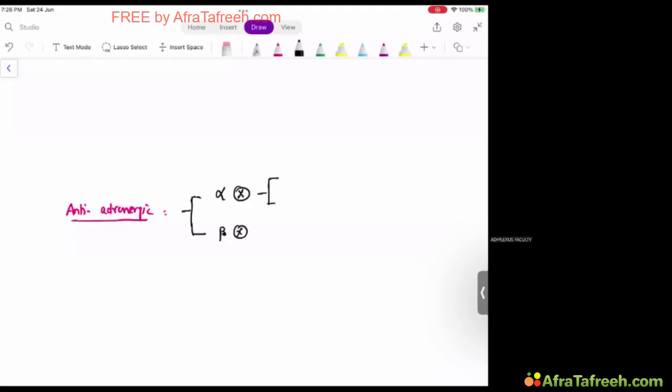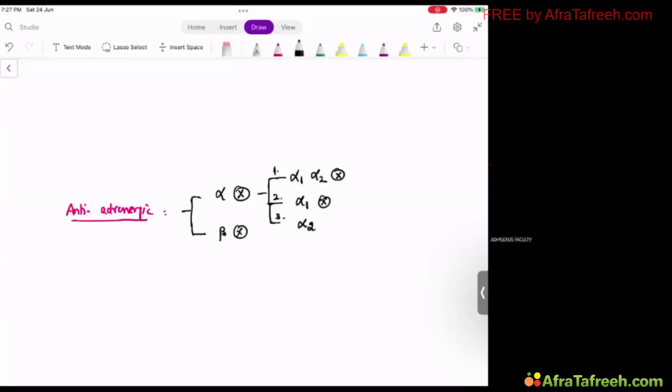How many types of alpha receptors are there? Two types. So we can have a drug that is going to block both of them: non-selective alpha blockers, drug type number 1. Or we can have selective alpha 1 blockers, drug number 2. Or we can have selective alpha 2 blockers, drug number 3. Three kinds of drugs are possible.